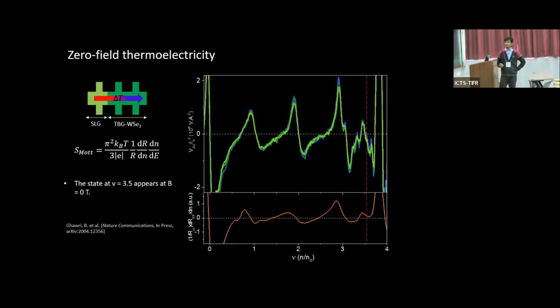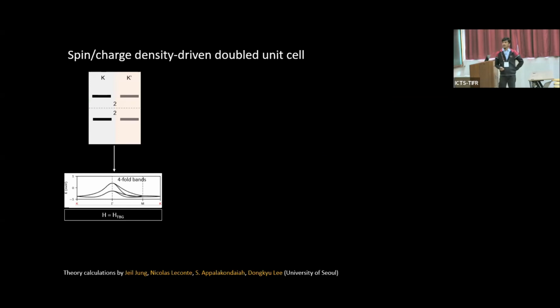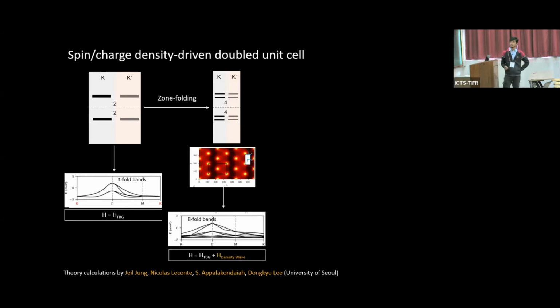Now, the observation of states at half integer fillings tells us that some additional symmetry is broken in the system. So we start with the band structure of regular twisted bilayer graphene. There are 4 bands, 2 spin, 2 valley. Now we break the translational symmetry in the system. There will be zone folding, that means doubling of the Moiré unit cell. So you get 8 bands, and these bands are degenerate. You include a density wave potential, which leads to the doubling of the Moiré unit cell. So you get this 8-band picture.